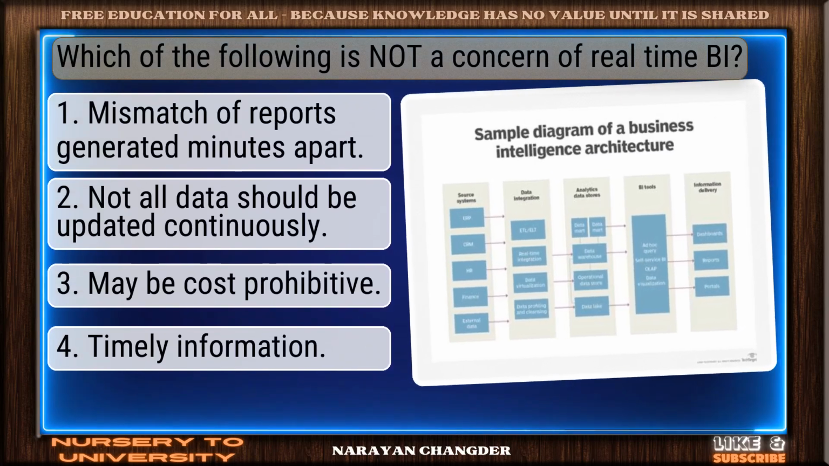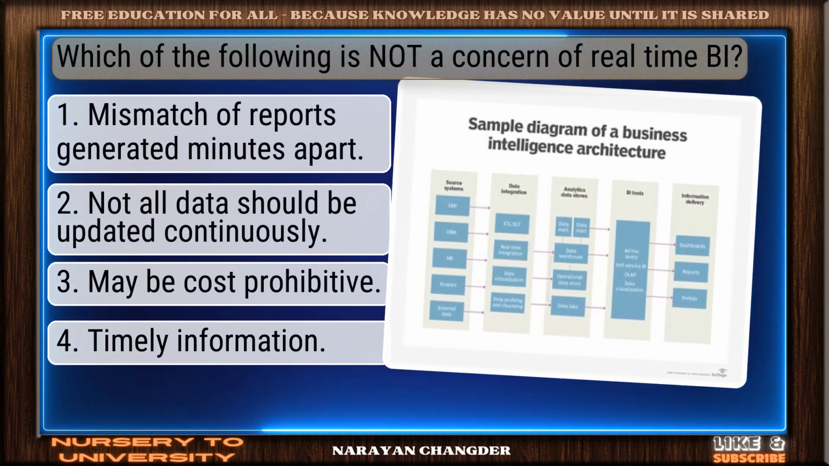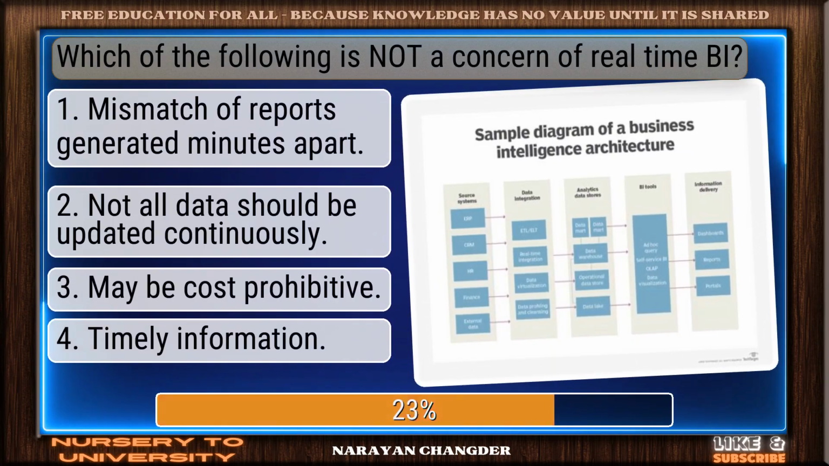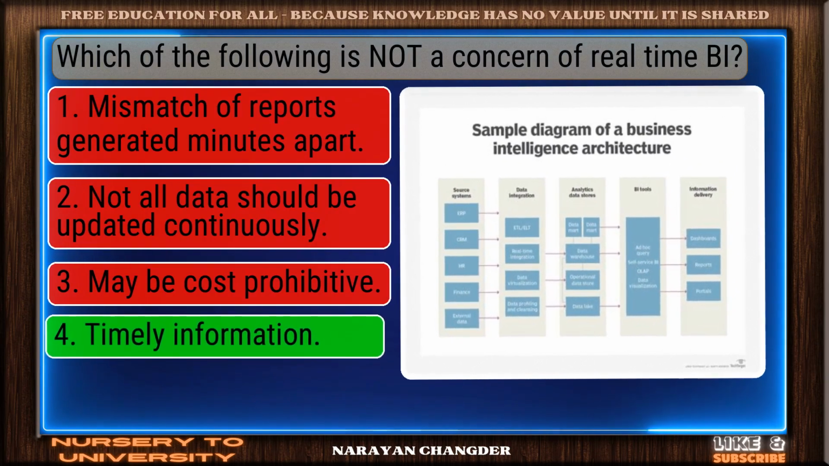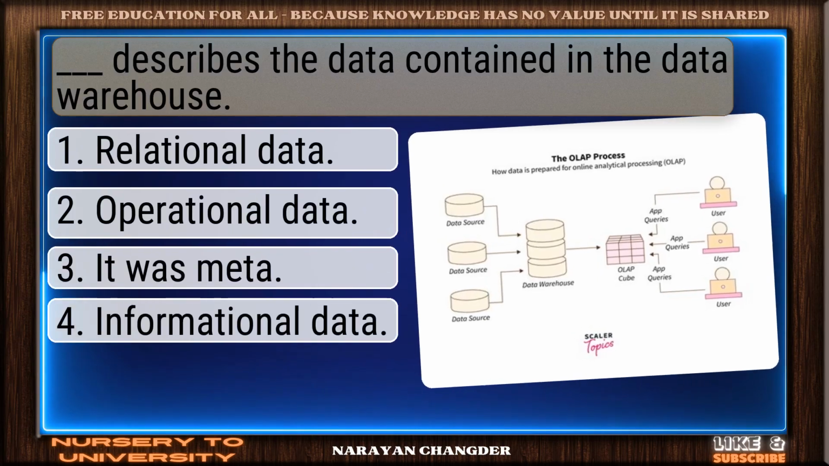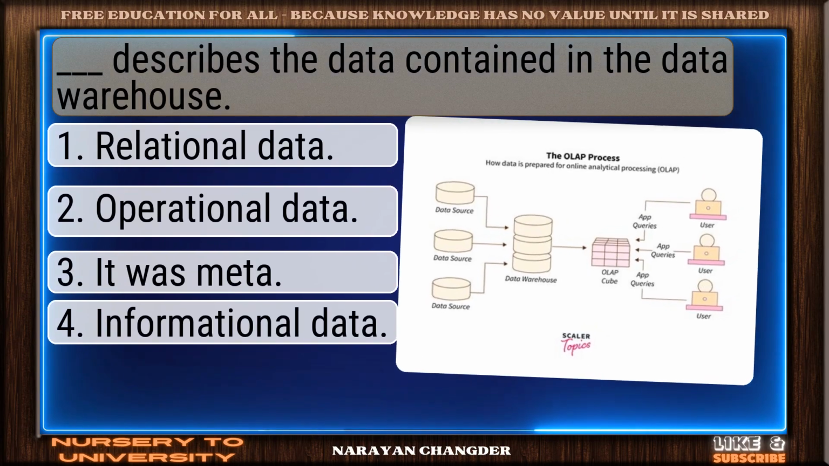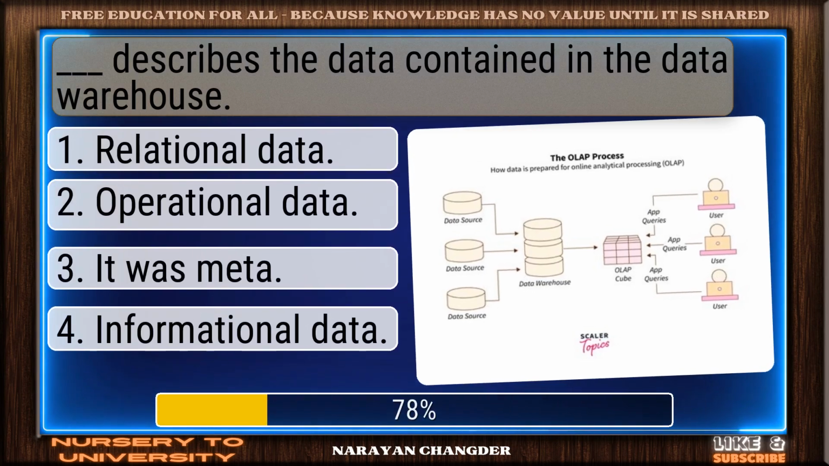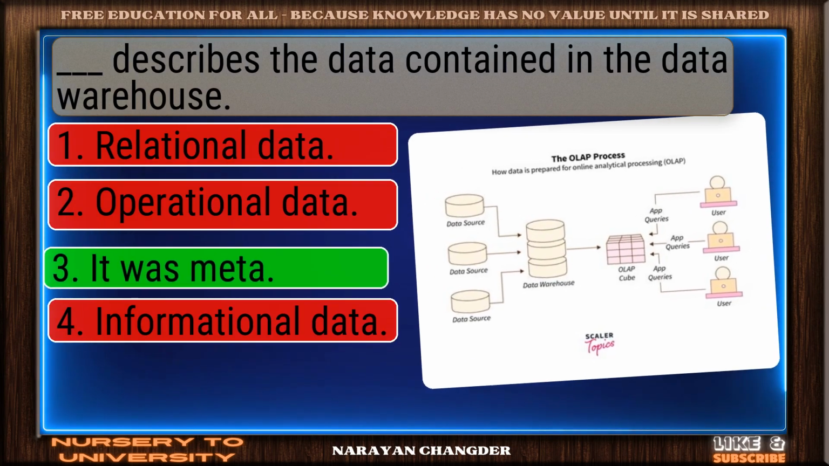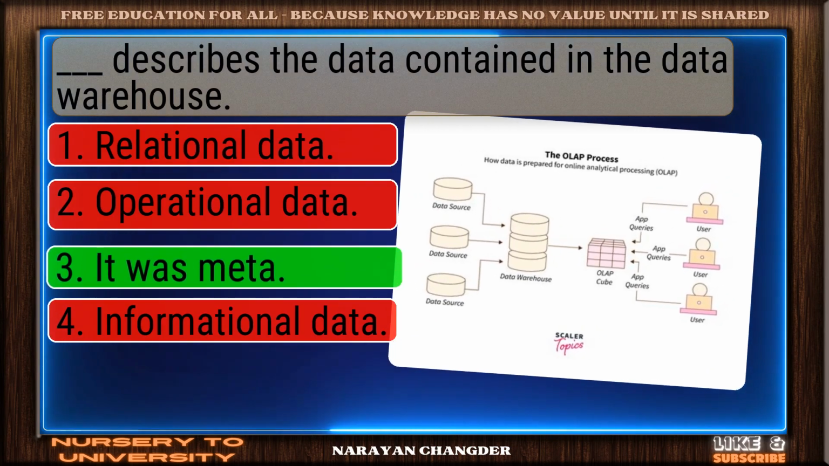Question number 1. Which of the following is not a concern of real-time BI? Right choice. Timely information is the best answer. Question number 2. Dash describes the data contained in the data warehouse. Well done. It was Meta is the right choice.